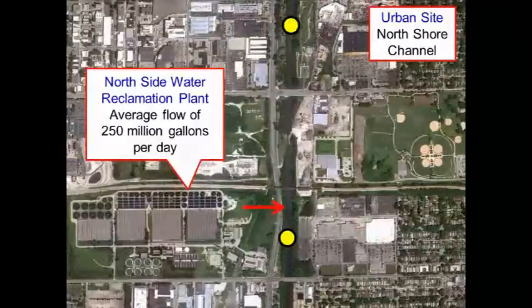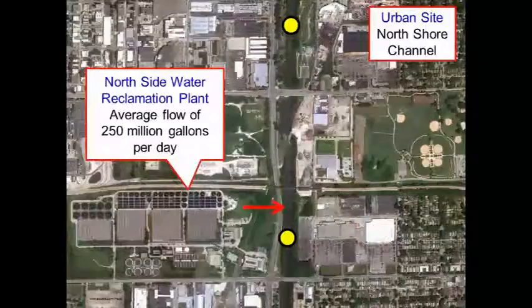This is a satellite photo of our urban site. So this is the North Shore Channel. The North Shore Channel receives a direct input of effluent from the North Side Water Reclamation Plant, which is a really large urban wastewater treatment plant. This treats wastewater from the northern part of the city of Chicago and also some of the northern Chicago suburbs.